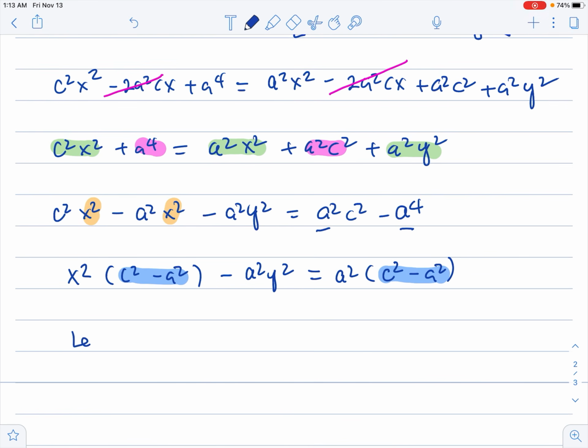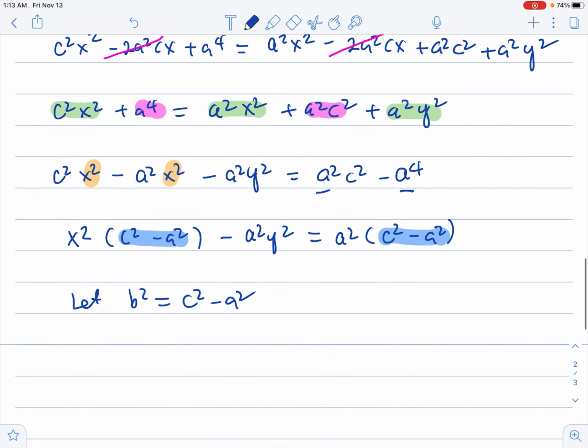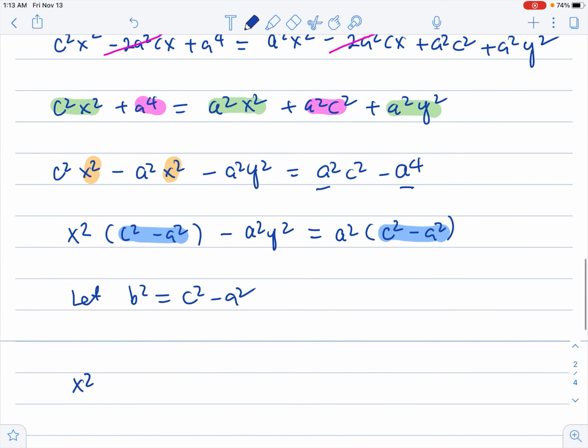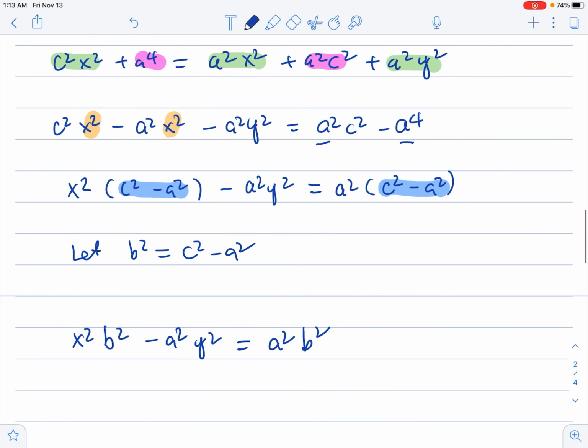Now, if we let b squared be equal to c squared minus a squared, pwede kong palitan lahat ng c squared minus a squared ng b squared, di ba? So, magiging x squared b squared minus a squared y squared is equal to a squared b squared. Okay? So, lahat ng c squared minus a squared, pinalitan ko siya ng b squared.